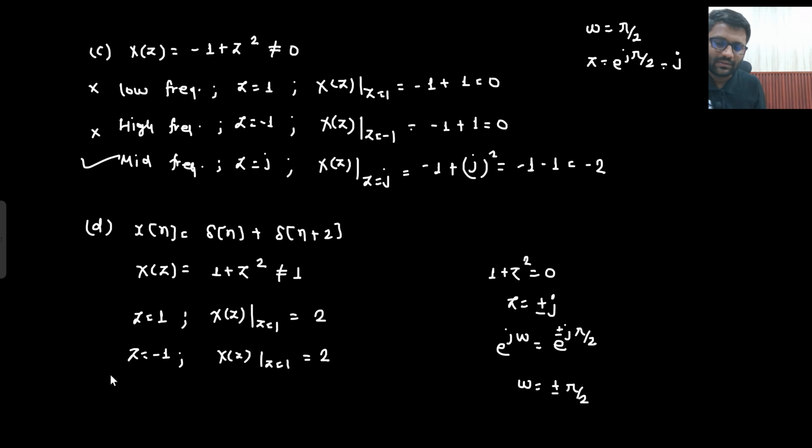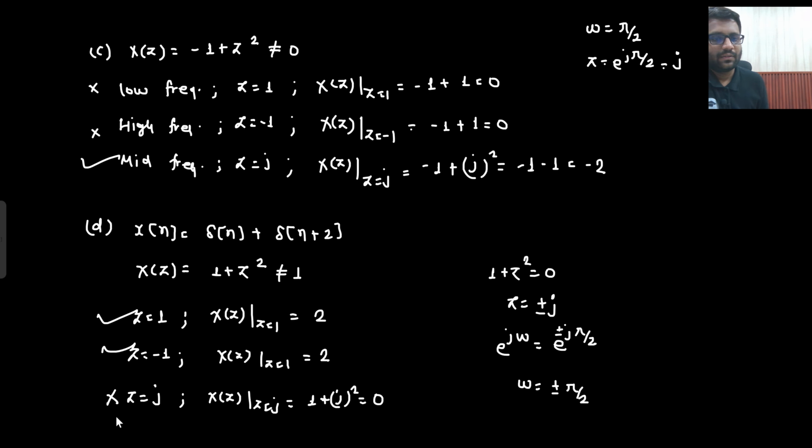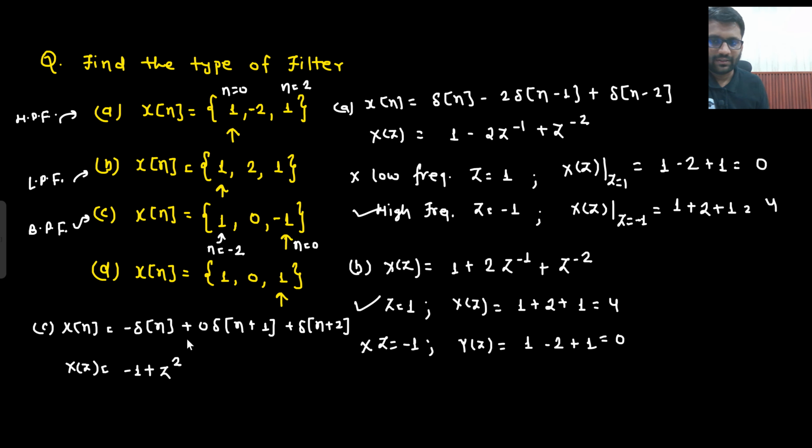That means I can put z equals plus j or minus j. So what will be your X of z at z equals plus j? That would be 1 plus j square, that would be 0. So low frequency, high frequency both are being passed, but somewhere in between some mid frequency is not being passed. What does that mean? That it is a band stop filter, or you can call it a notch filter. Well and good.